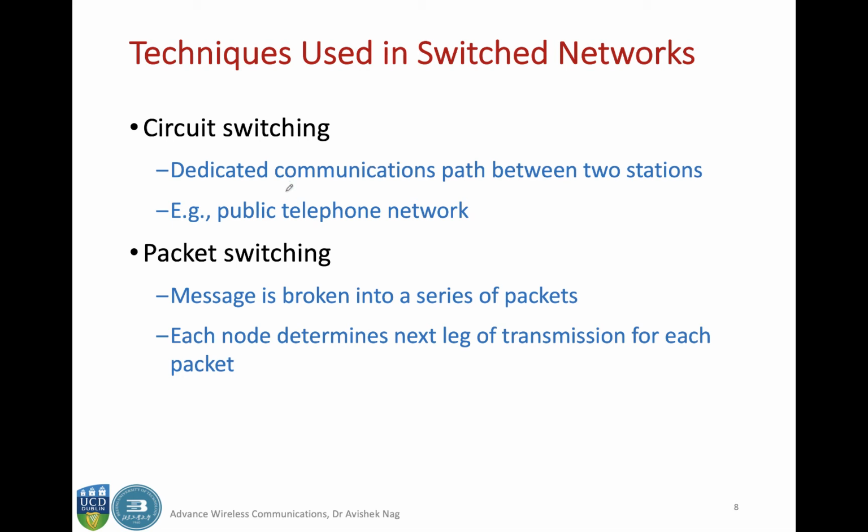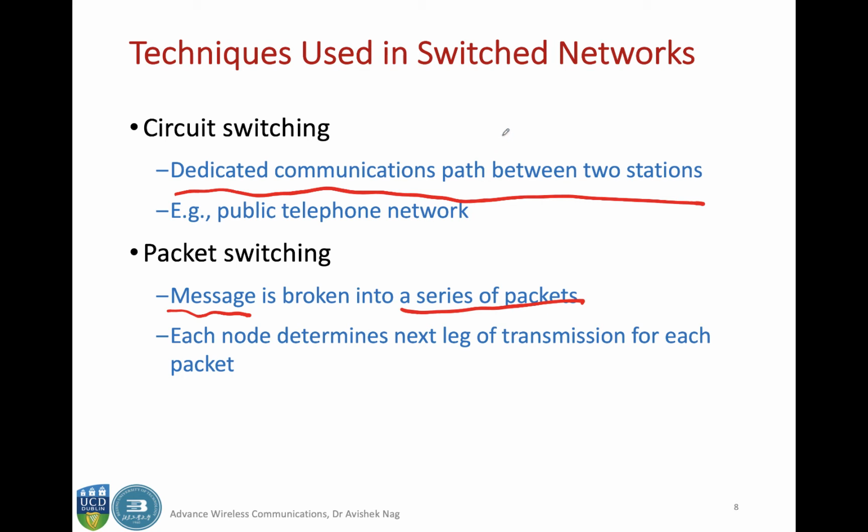Circuit switching means it's a dedicated communication path between the two stations, for example, the public telephone network. For packet switching, the entire message that you are trying to send is broken into a series of packets, and then they are dispatched, and each node determines the next leg of transmission for each packet.